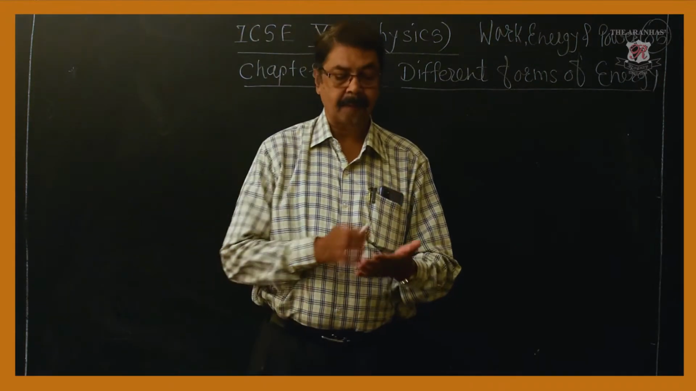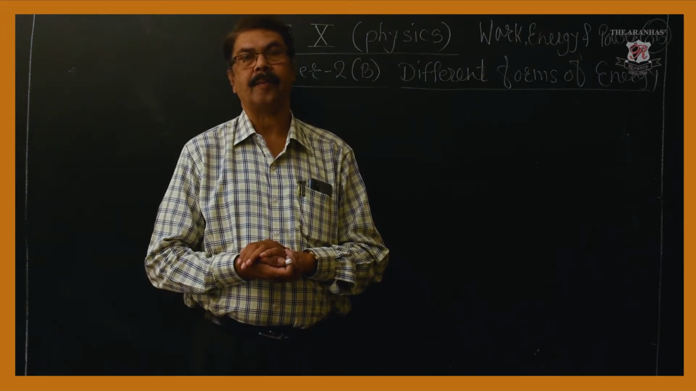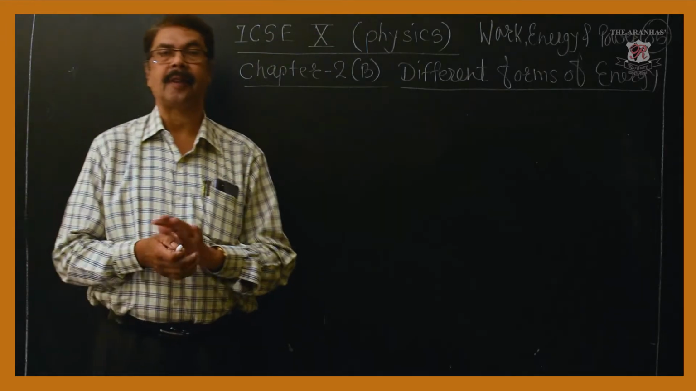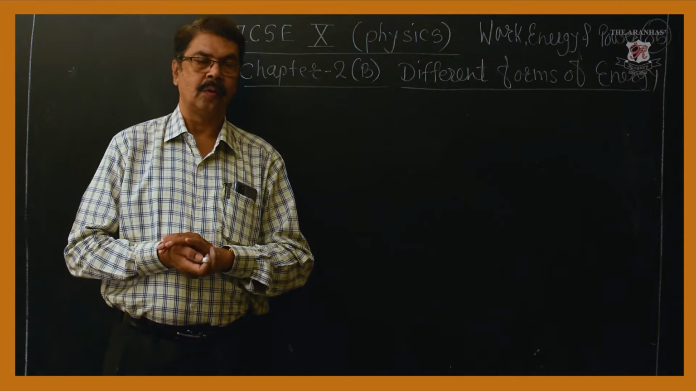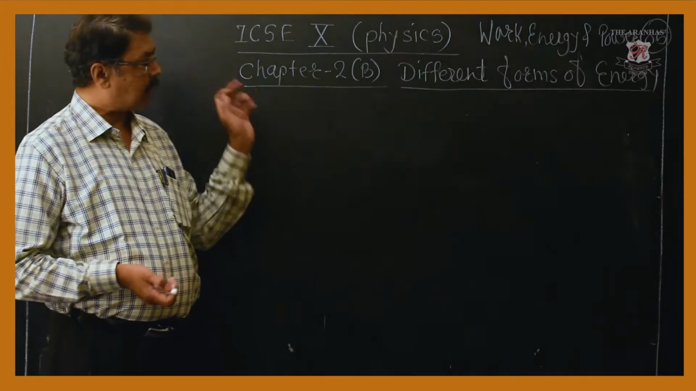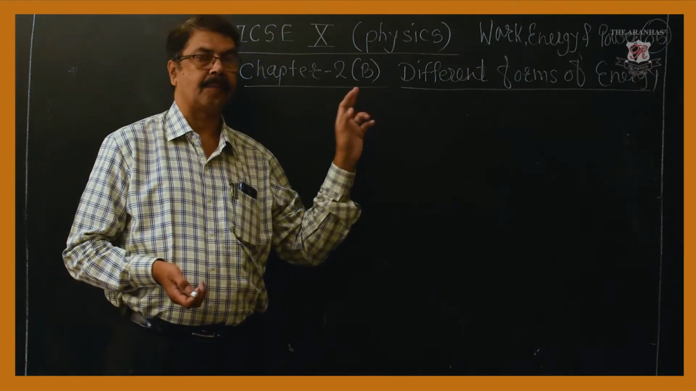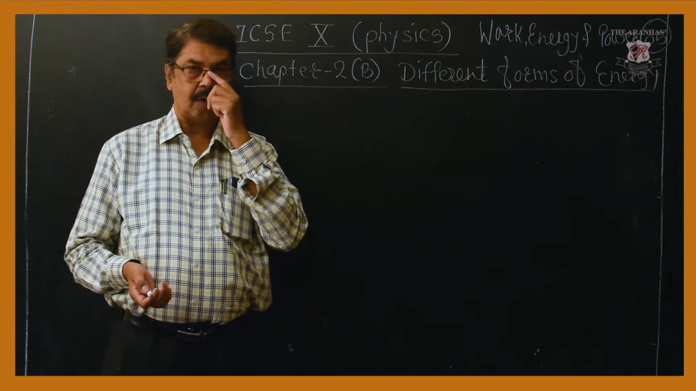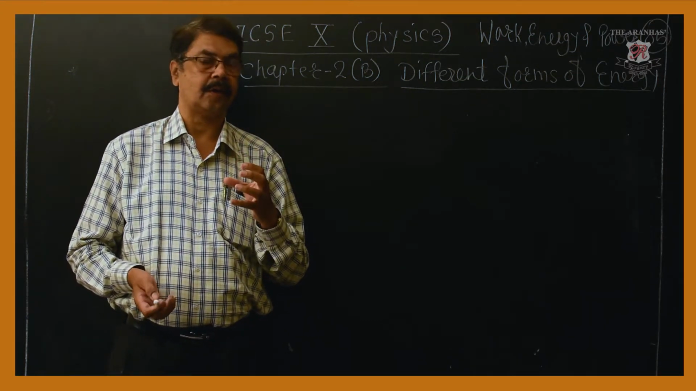Students, welcome back. We were in chapter 2, work, energy and power, and we had completed the first part of the chapter, that is A. We had solved all the numericals also. Now we had started with chapter 2B, part B of the same chapter. We had completed what is potential energy, what is kinetic energy, different forms of energy we considered.